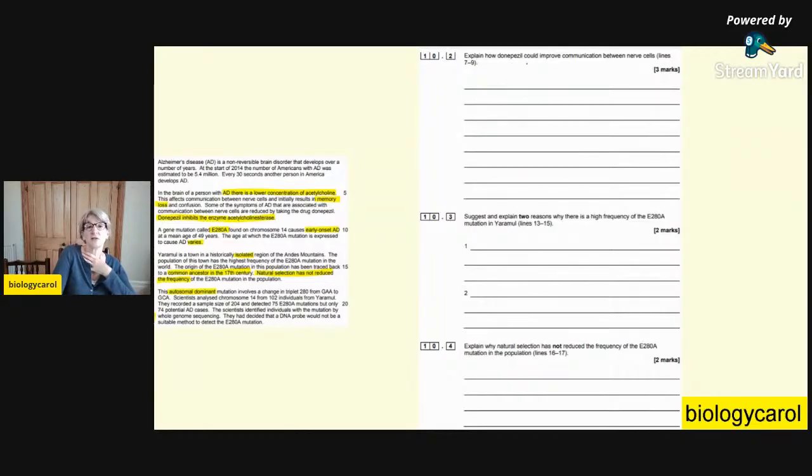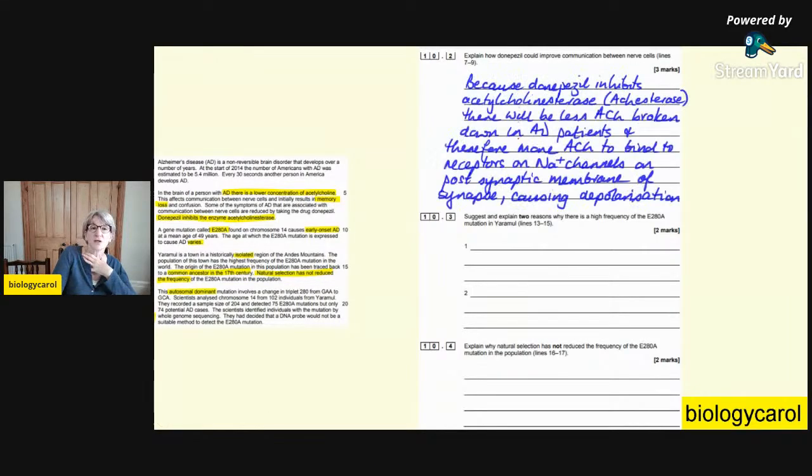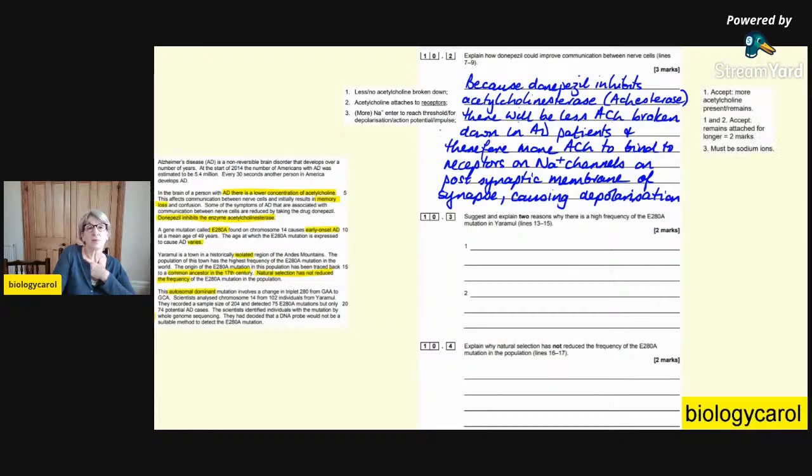So, explain how donepezil could improve communication between nerve cells. So this is what I wrote. Because it inhibits acetylcholine esterase, I've now given them an abbreviation, there will be less acetylcholine broken down in AD patients and therefore more acetylcholine to bind to receptors on the sodium ion channels on the postsynaptic membrane of the synapse, causing depolarization. So less acetylcholine broken down, yep, I got that mark. Acetylcholine binds to receptors, yep, I got that mark. Sodium ions causing depolarization, got that mark. So there we go.